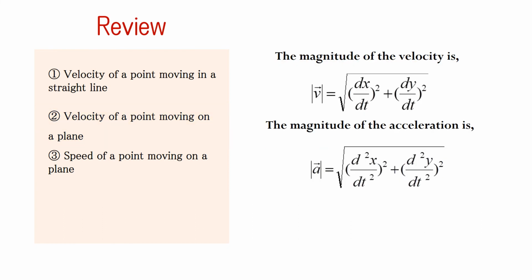The magnitude of the velocity is the absolute value of vector v, which equals the square root of (dx over dt) squared plus (dy over dt) squared. The magnitude of the acceleration is the absolute value of vector a, which equals the square root of (d squared x over dt squared) squared plus (d squared y over dt squared) squared.